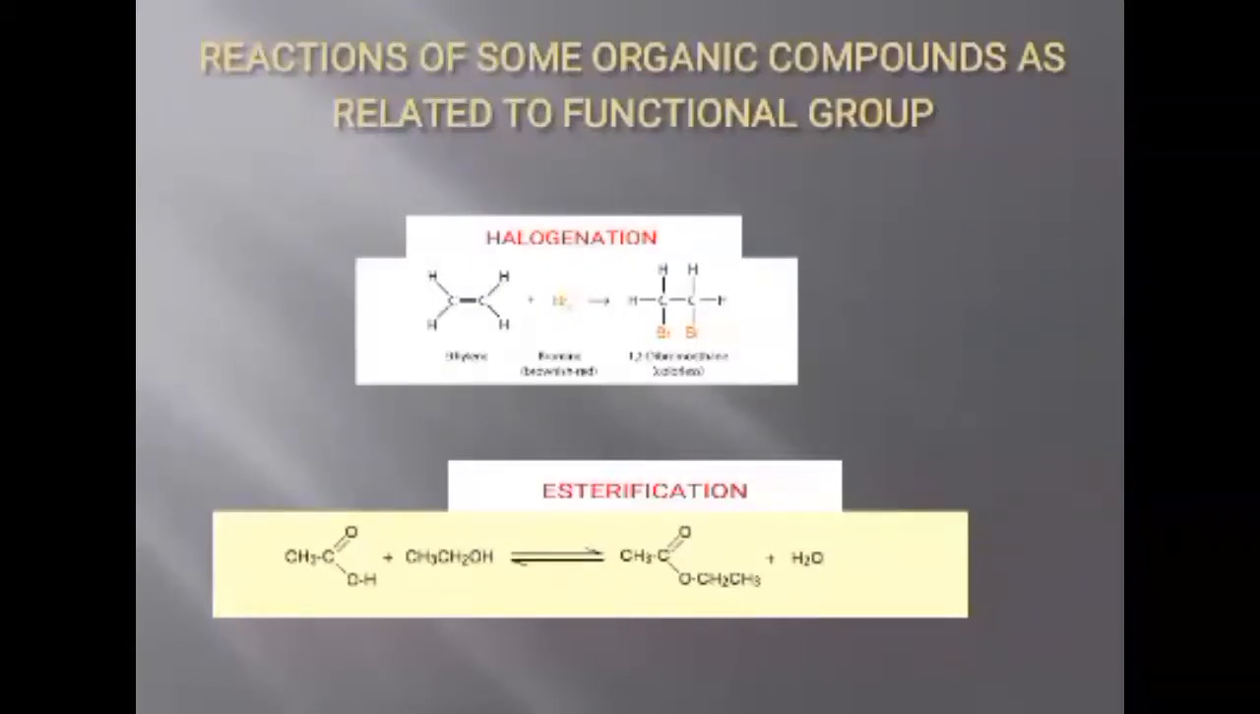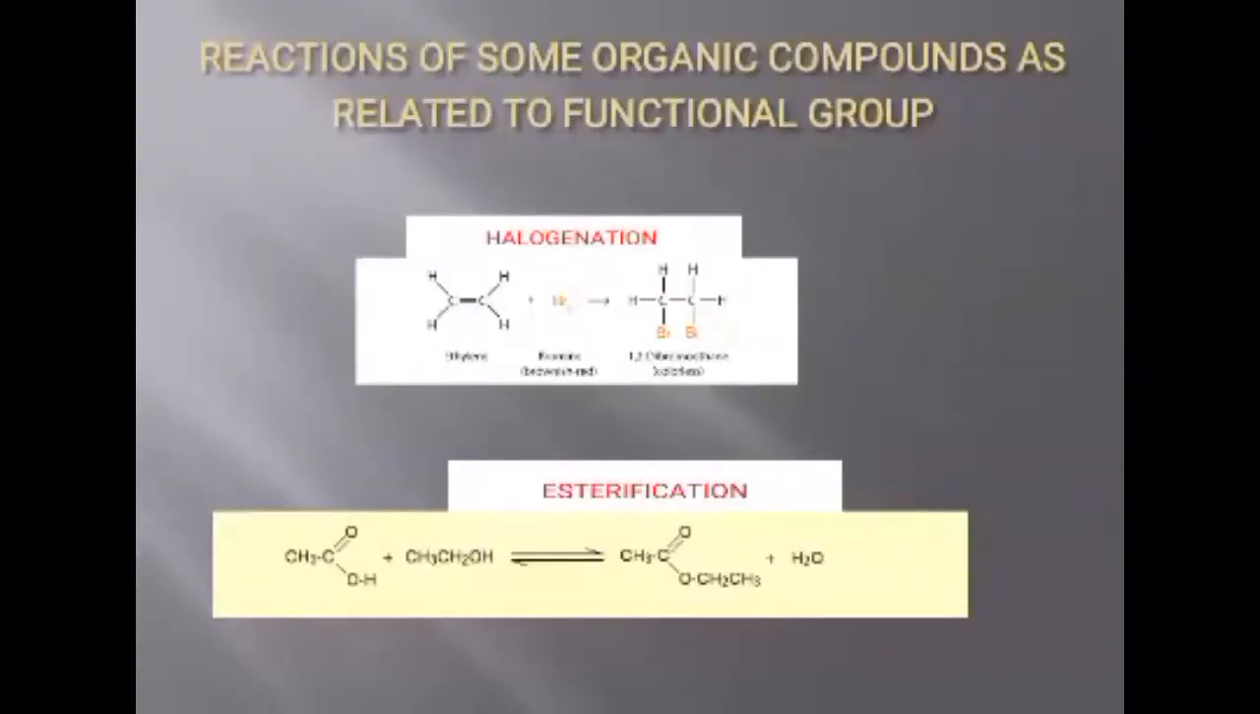Then, in the same way, what happens in the second reaction, when an ethanoic acid reacts with an alkanol to form an alkanoate and water? What happens is the same thing that happens in the first example we gave, the first reaction, which is halogenation. The point of attack in this reaction is the functional group.